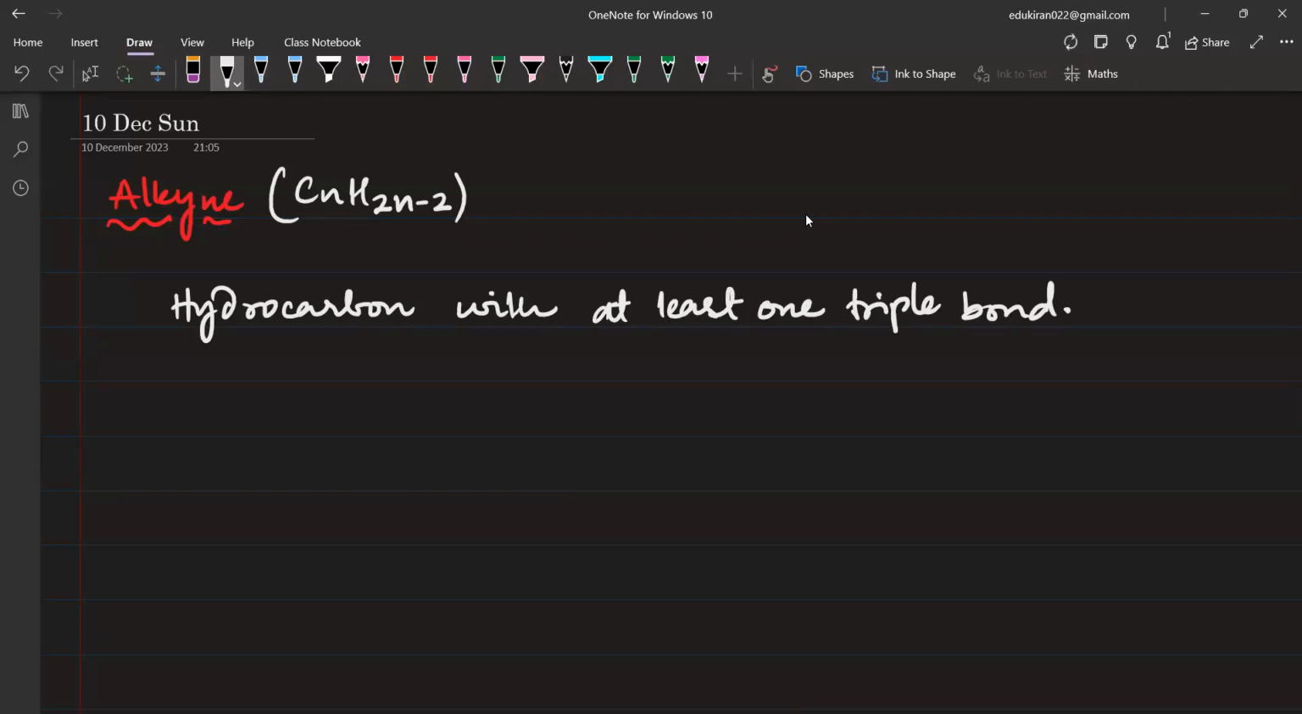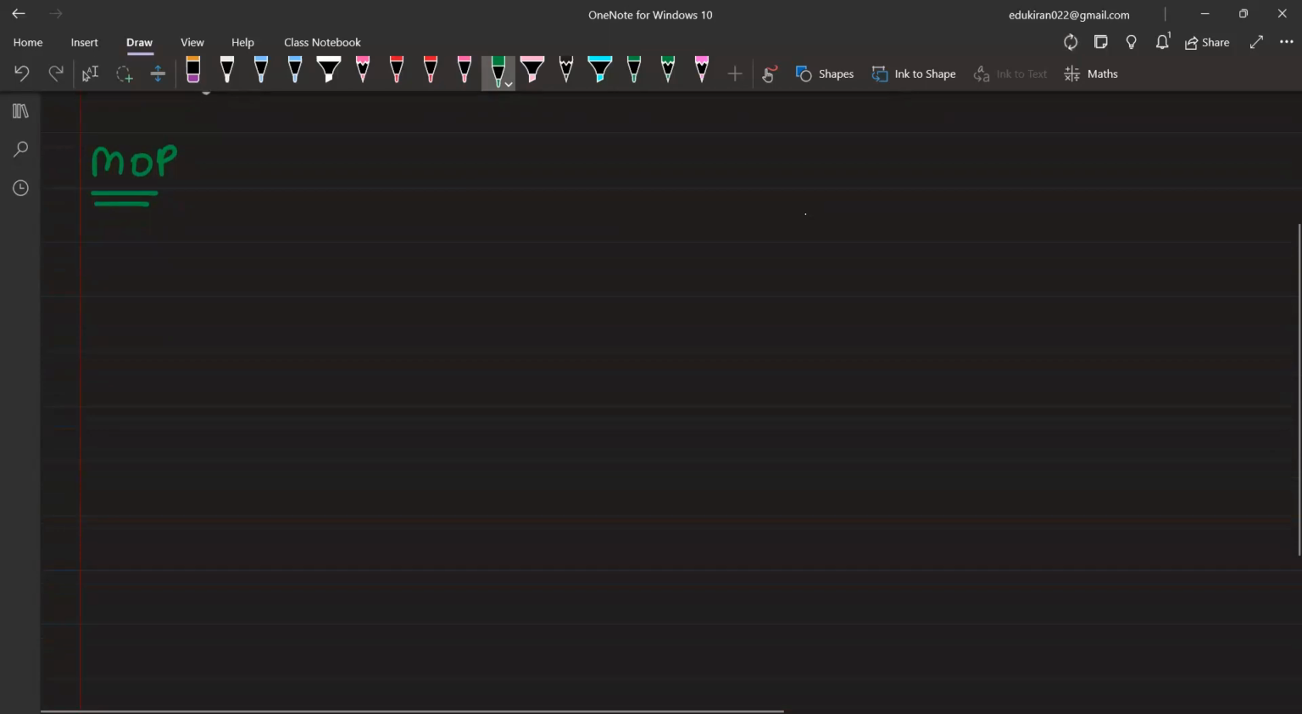So in this case also, we are going to look at the method of preparation and then the chemical properties. Okay? So please write method of preparation. In method of preparation, first of all, write from calcium carbide.